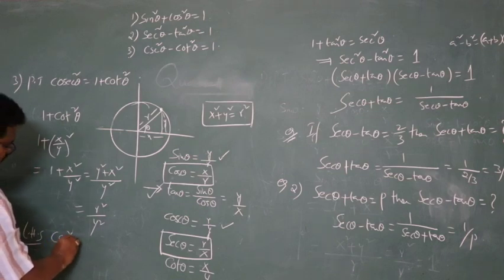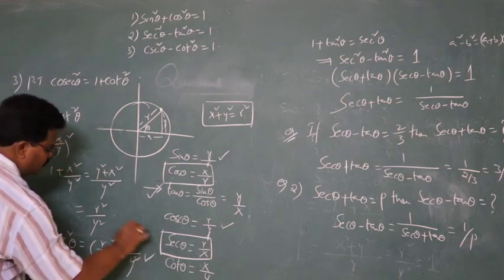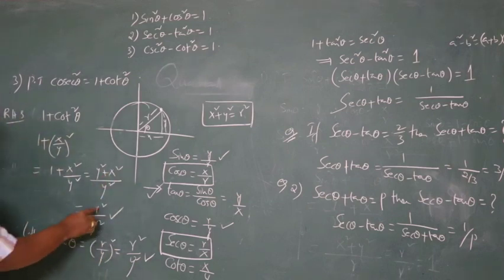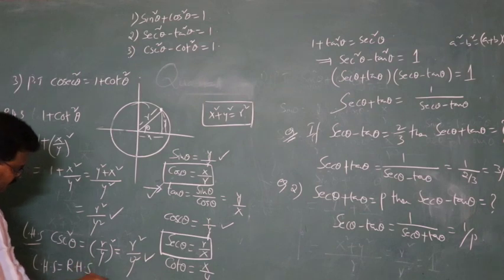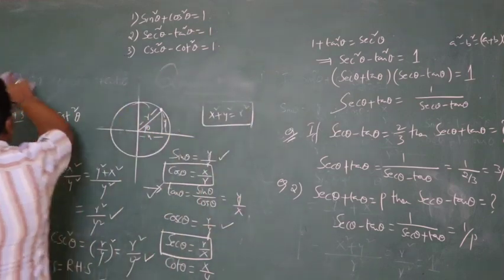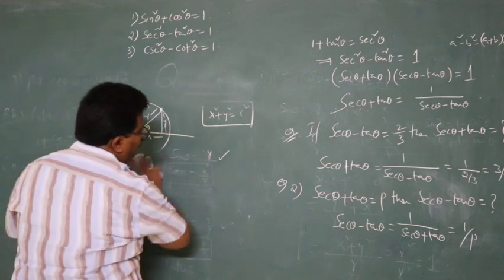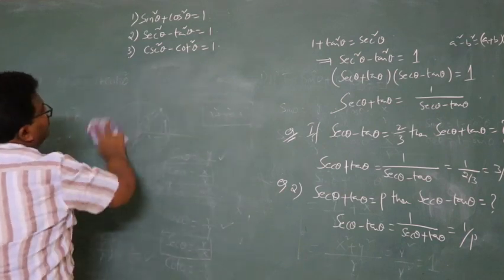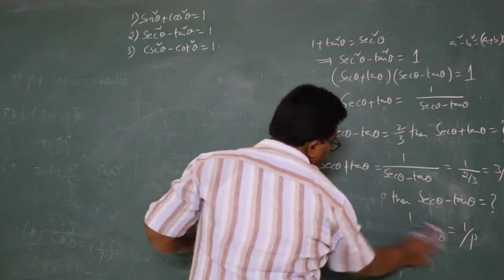Now see LHS, cosecant square theta. What is cosecant theta? R by y whole square, that is r square by y square. The RHS part is r square by y square and the LHS part is r square by y square, therefore LHS is equal to RHS. So this is the third identity. We have to remember these three identities: sin square theta plus cos square theta equal to 1, secant square theta minus tan square theta equal to 1, cosecant square theta minus cot square theta equal to 1.